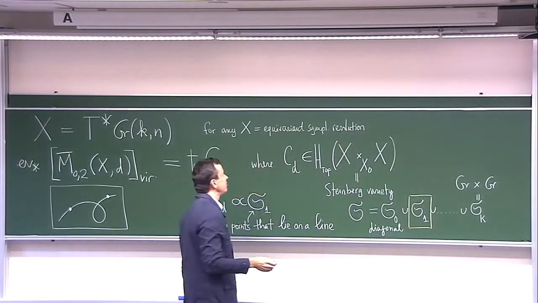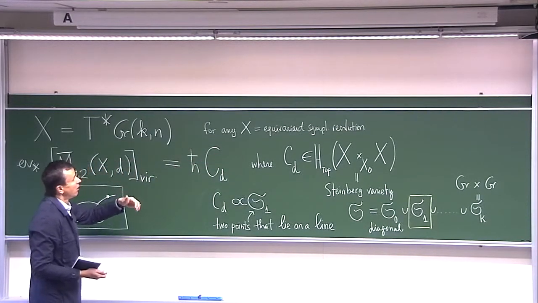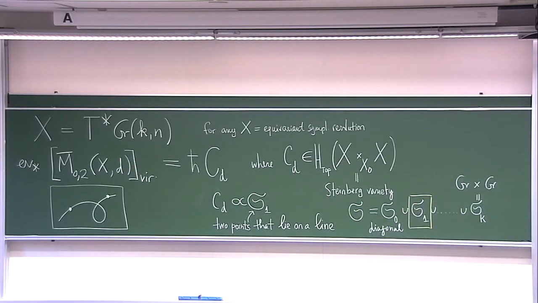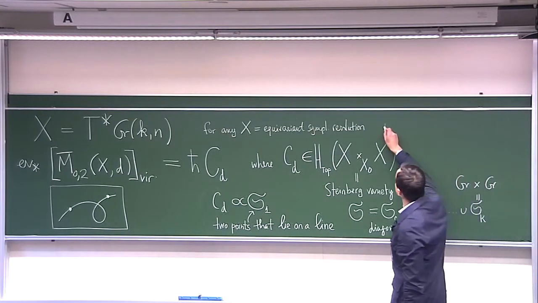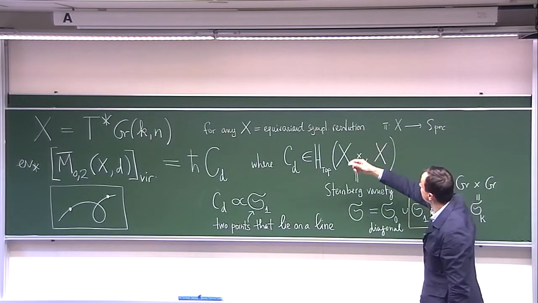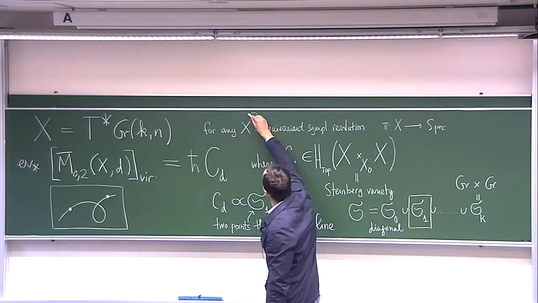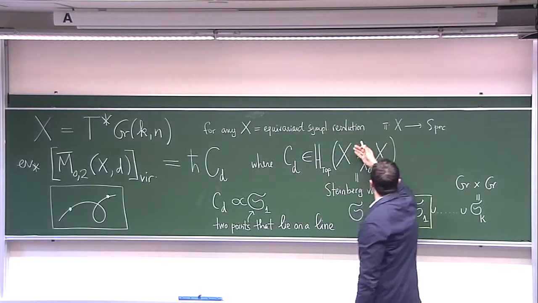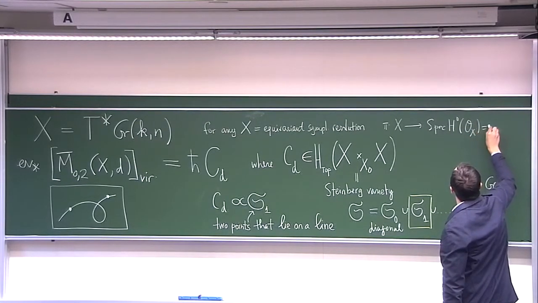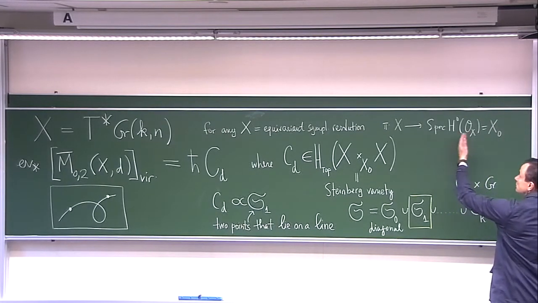So what's an equivariant symplectic resolution? It's first of all a symplectic algebraic variety, which is a resolution of singularities. When do we know that some variety is a resolution of singularities? It means when you look at the canonical map from X to the spectrum of global functions of X, an affine algebraic variety. So X is not affine, but it's a resolution of singularities of an affine algebraic variety, the spectrum of global functions on X, call it X naught. Resolution of singularities means this is properly birational.